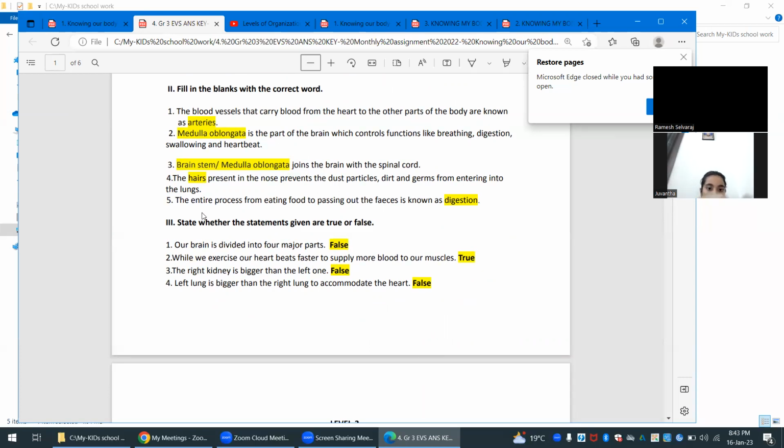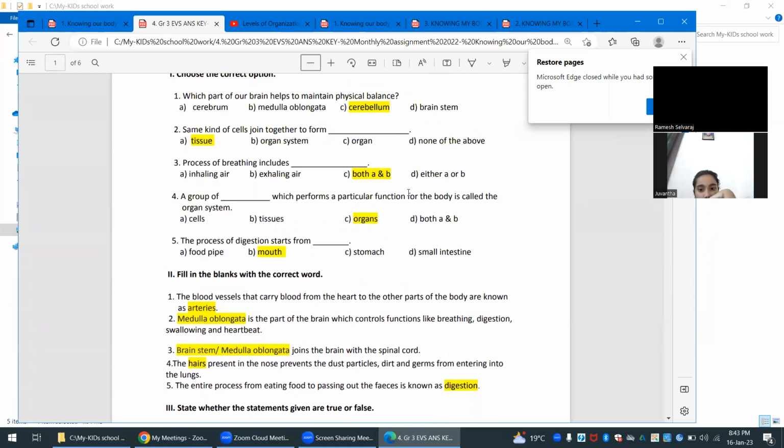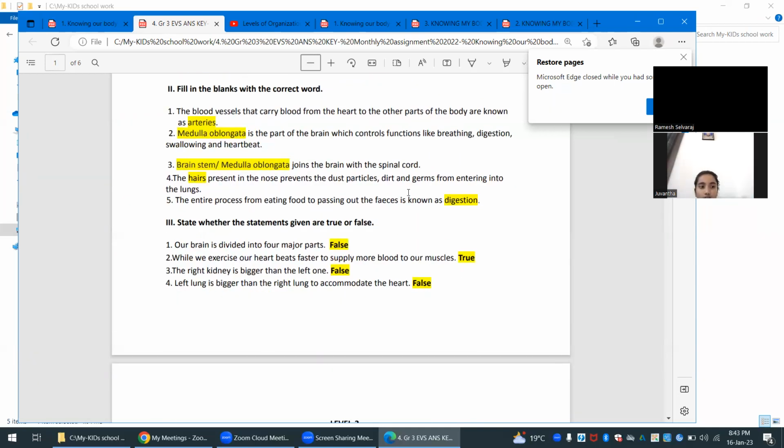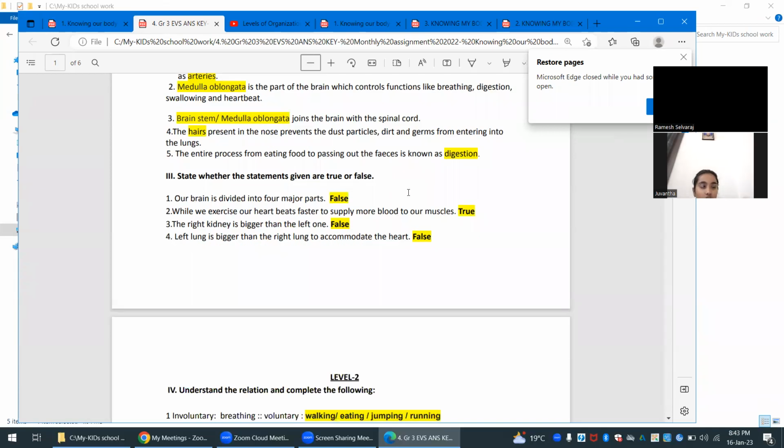Okay. So the entire process from eating food to passing out the feces is known as digestion. Okay. What do you mean by digestion? When we chew the food, saliva makes it soft. The whole function. The entire process of eating food to passing out the feces. Okay. That's why I told you the whole function.